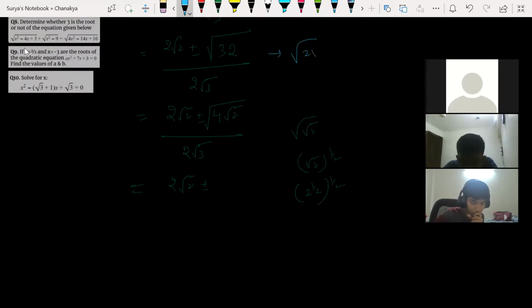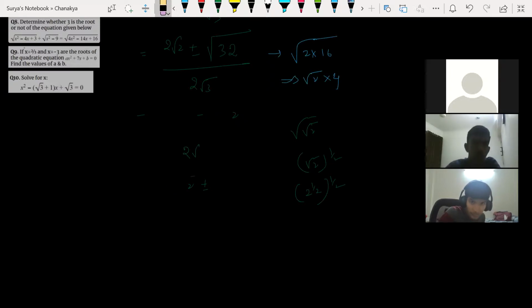Root 32 can be written as root of 2 into 16. So root 2 into 4. Yes, we wrote correctly. No need of writing this. We wrote correctly, 4 root 2 is correct only. We wrote double roots here: 2 root 2 plus or minus 4 root 2. Clear?